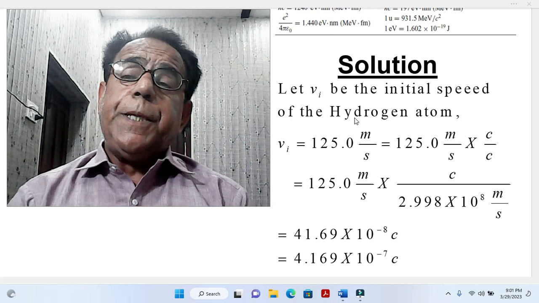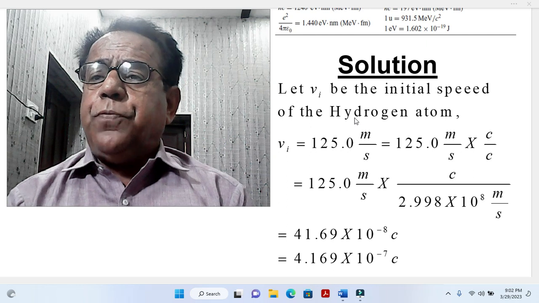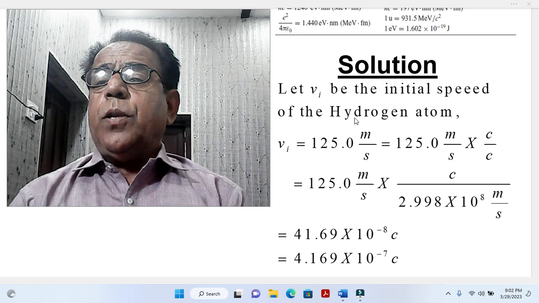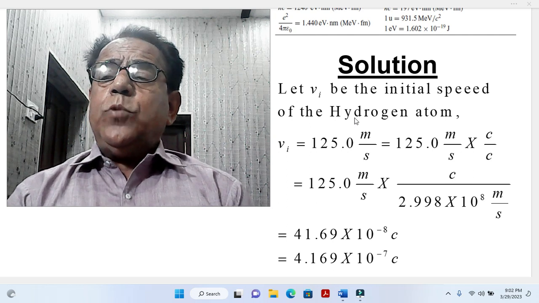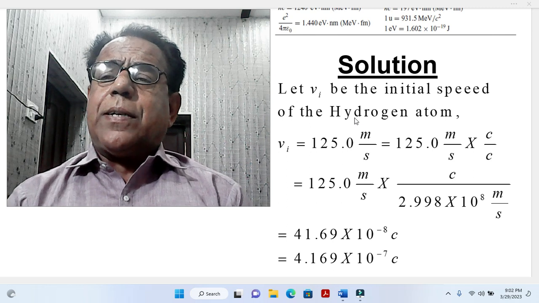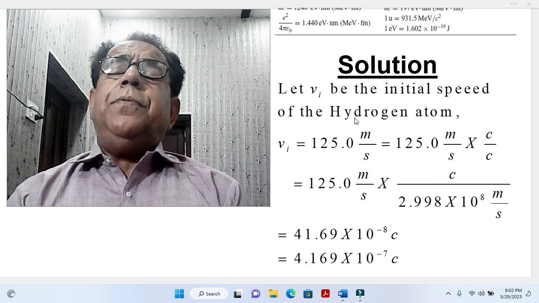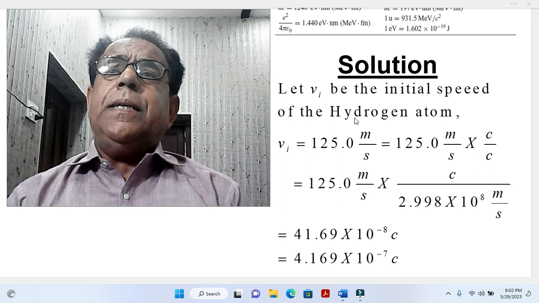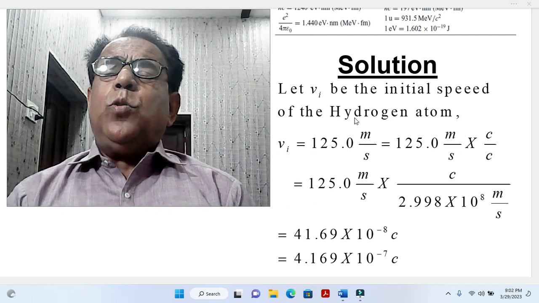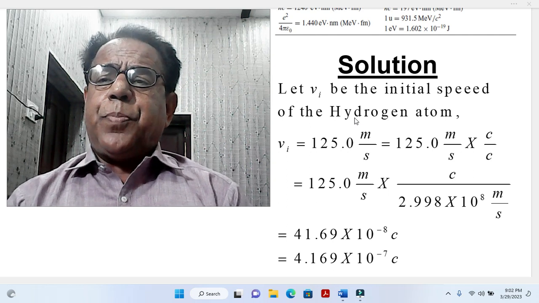Let v subscript i be the initial speed of the hydrogen atom. Dear students, we know that speed is a scalar quantity and velocity is a vector quantity. When we complete our solution, we will see that the speed is becoming negative, while speed is actually a scalar quantity and can never be negative.